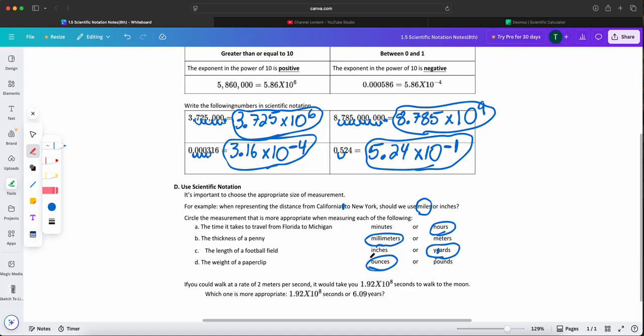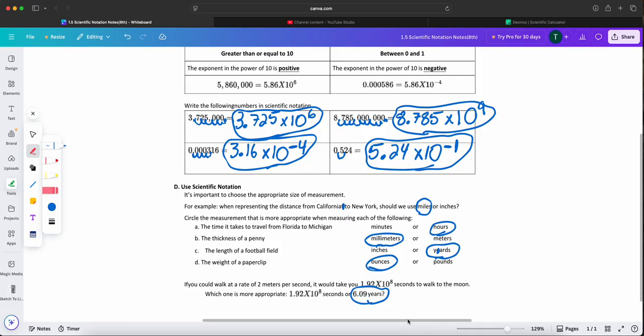If you could walk at a rate of 2 meters per second, it would take you 1.92 times 10 to the 8th seconds to walk to the moon. Which one is more appropriate, to use 1.92 times 10 to the 8th seconds or 6.09 years? Well, it would make more sense to use 6.09 years, because that's a smaller number, not a smaller amount of time, a smaller number when you're talking about this.